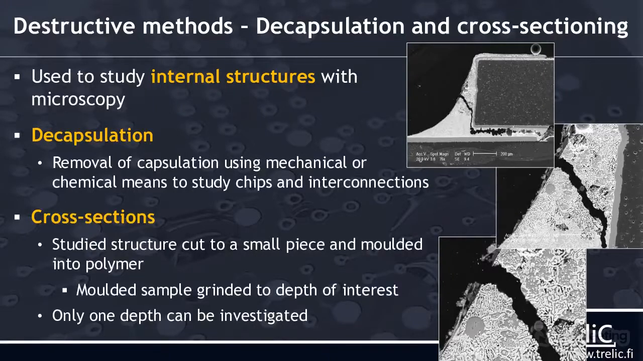Then we have decapsulation and cross-sectioning, and these are probably the most used methods in failure analysis. So basically what we do is that we do a cross-section using different methods of the product, and then we analyze what we can see from that. And the main point is that here we can go to the internal structures of the product. And here you can see some pictures, for example, of a solder joint where it is easily seen that there is a crack, and we can see where the crack goes and how it has happened. So this is very, very commonly used.